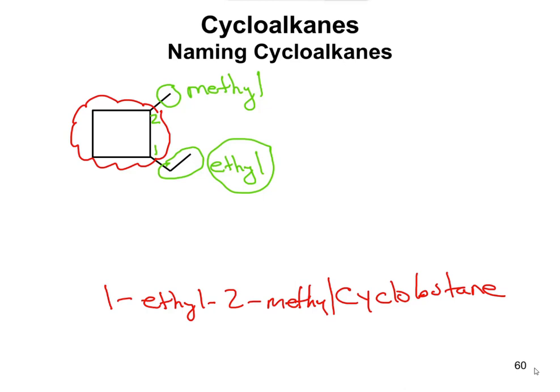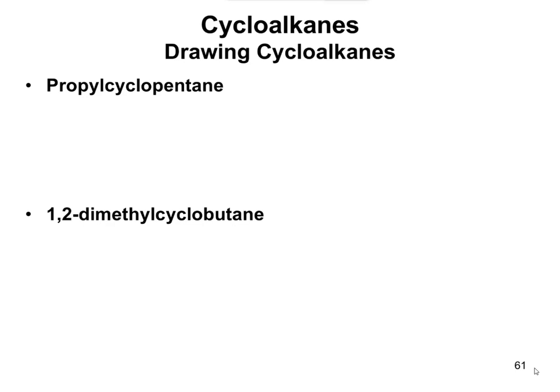Now, the last thing I want to show in this video is, well, actually 2 more things. We're going to draw a couple cycloalkanes here, and then we're going to do a couple problems that involve correcting names that are wrong, and I'll show you what that means on the next slide. So for this one, propyl cyclopentane, work backwards, right? Cyclopentane means a 5-membered ring, so we're going to draw a pentagon. Propyl means 3, and in this case it doesn't give us a number. Remember, you don't need a number if there's only 1 substituent, so we can draw it anywhere we want.